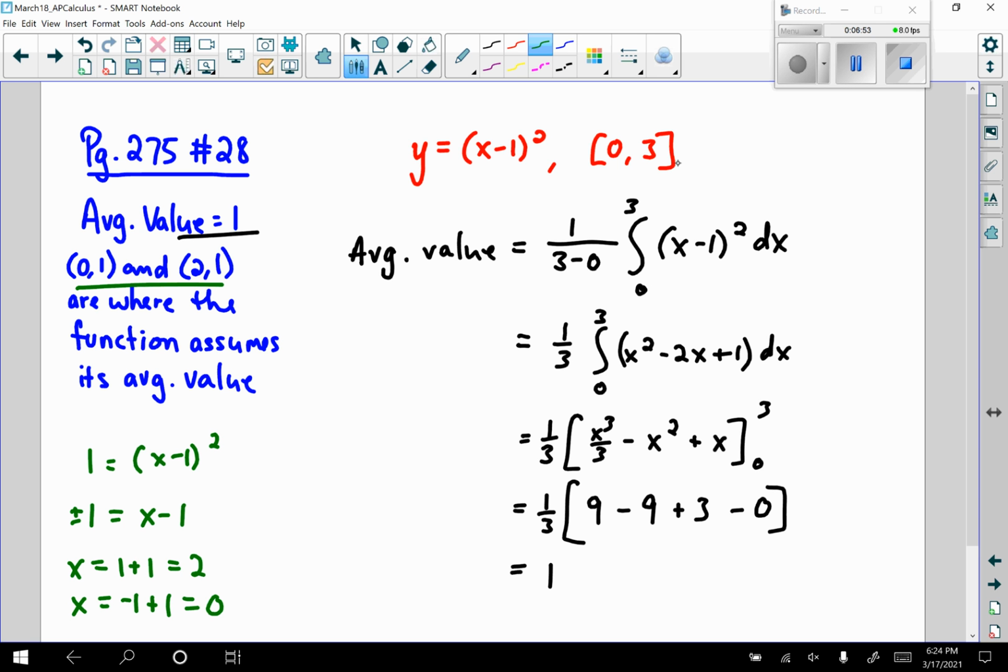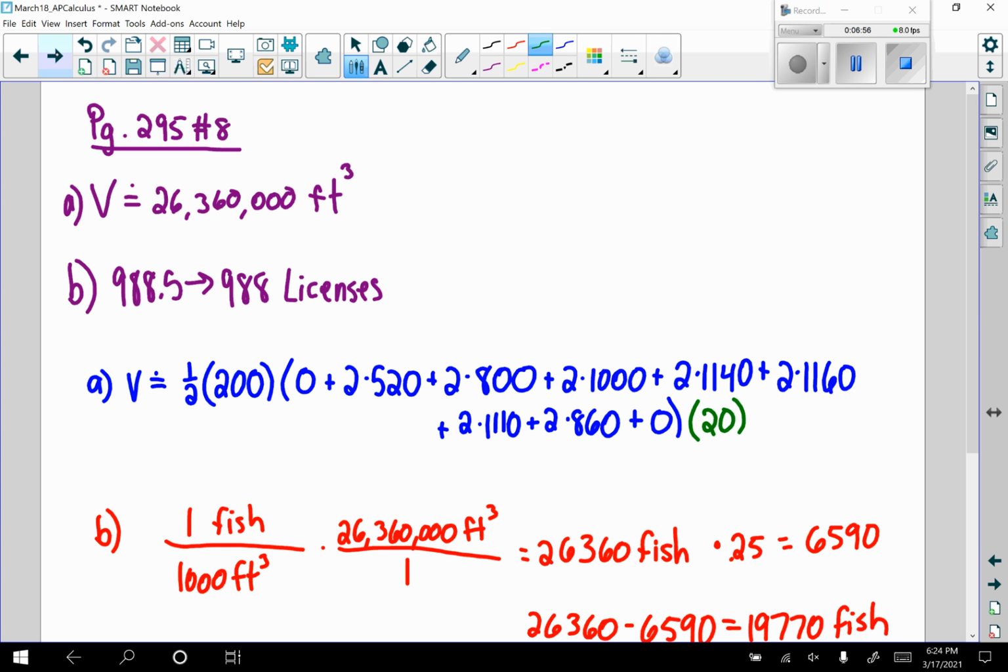All right, next is number 8 off of page 295. So this one deals with, they gave us a nice little diagram here for stocking a fish pond. As the fish and game warden of your township, you're responsible for stocking the town pond with fish before the fishing season. The average depth of the pond is 20 feet. Using a scaled map, you measure distances across the pond at 200-foot intervals, as shown in the diagram. A, use the trapezoidal rule to estimate the volume of the pond.